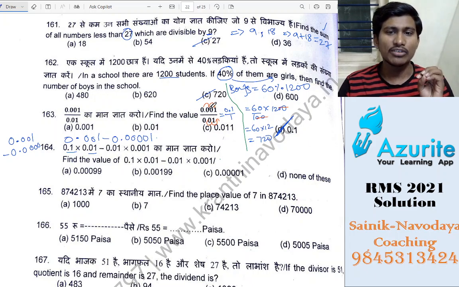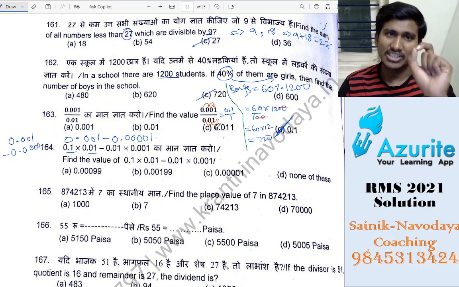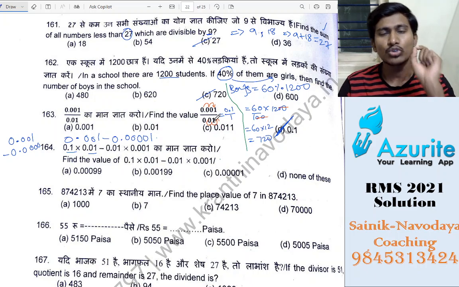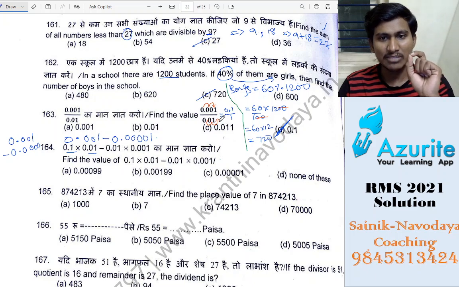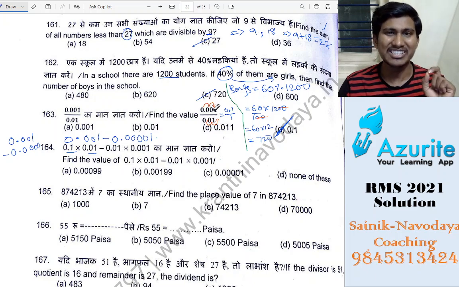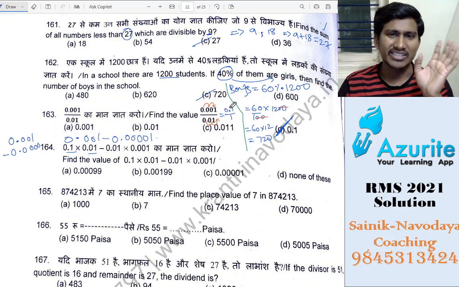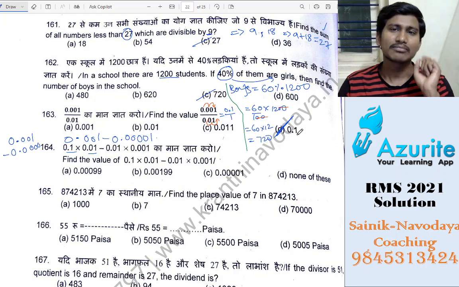Now find the value of 0.001 divided by 0.01. Here we first shift the point in the denominator. There are 2 decimal places. If you shift 2 decimal places, you also shift 2 decimal places in the numerator. Here 3 are there, so 1 will remain. So 0.1 divided by 1. Divided by 1 means the same answer. 0.1 will be the answer, option D.